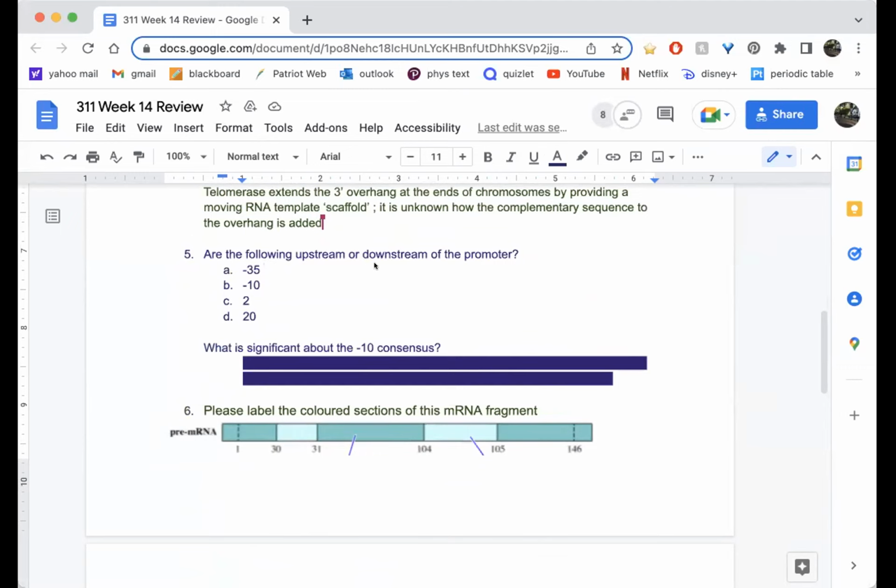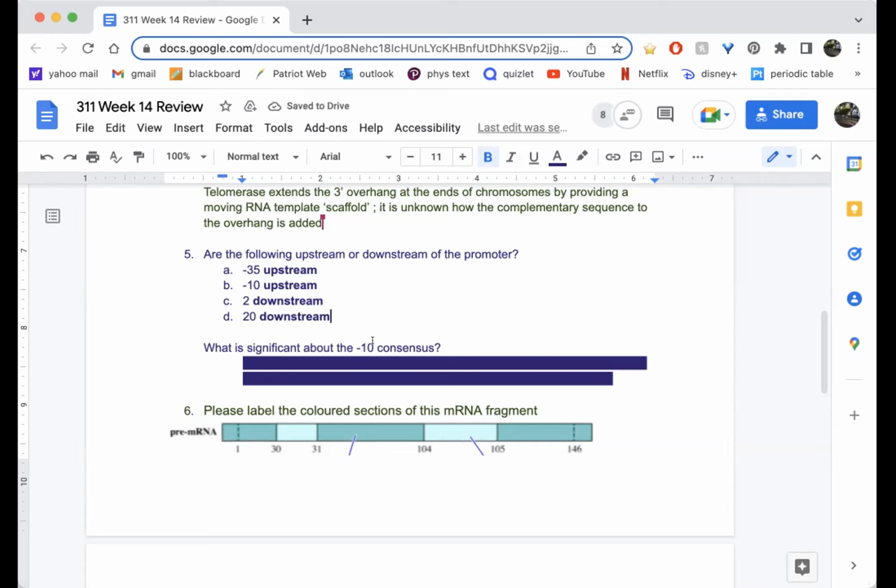Yes, so they would both be upstream, because anything that's negative is upstream, like Usman said. So both of these would be upstream. And so 2 and 20 would be upstream or downstream? Yeah, downstream, because positive is downstream.